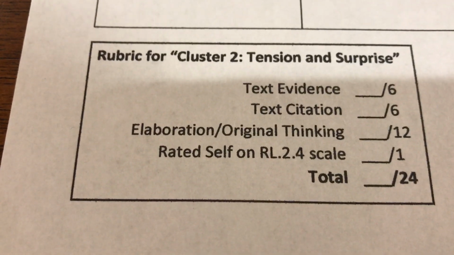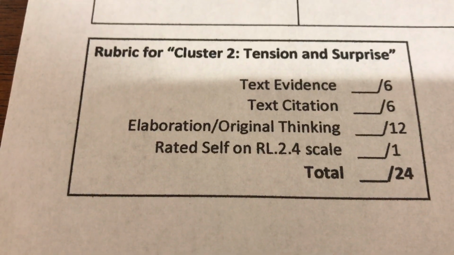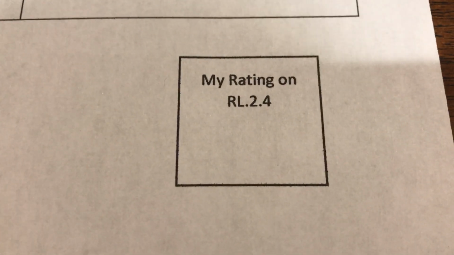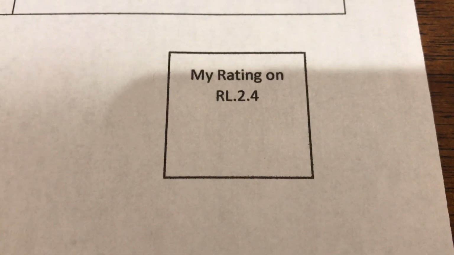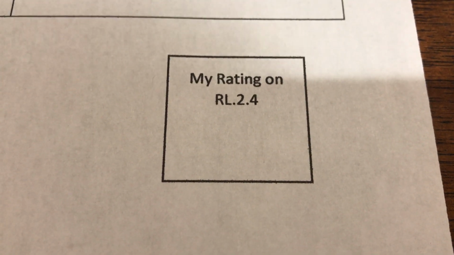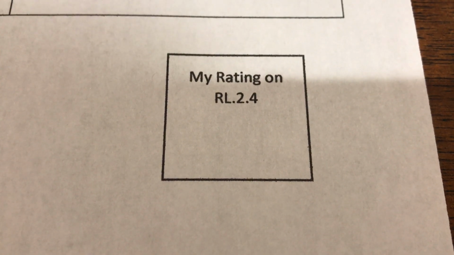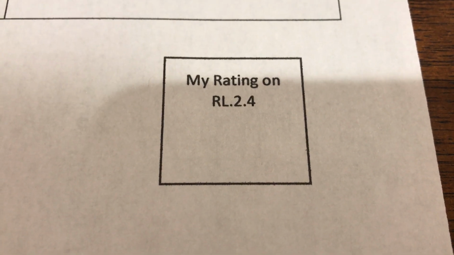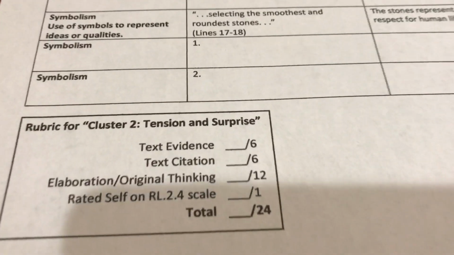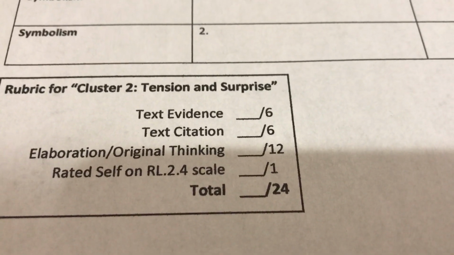And then you rate yourself on the RL 2.4 scale. That should be on the other corner of your paper, the bottom corner. So you go back to the reading scales at the beginning of your notebook, look for RL 2.4, read the descriptions for level 1, 2, 3, 4, and 5, and see which level you think you're on based off of your work on this assignment. And that's all you do. And then you would get the full 24 points, right?